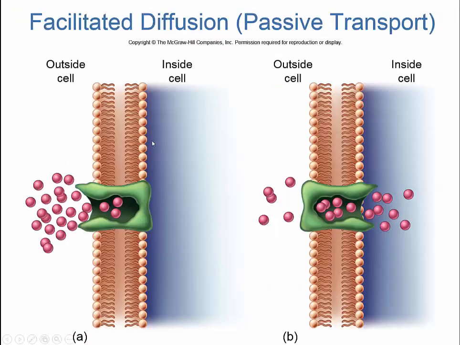Facilitated diffusion is passive transport when you have a protein carrier involved. So facilitated diffusion is the movement of molecules from outside of the cell to inside of the cell. There are potassium transporters that do this process. So potassium can be passively diffused from the outside of the cell through a protein channel into the inside of the cell.